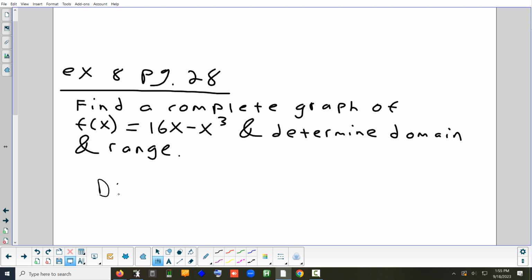All real numbers. You can take any number you want and raise it to the third power. You can take any number you want and multiply by 16. Domain is all real numbers.